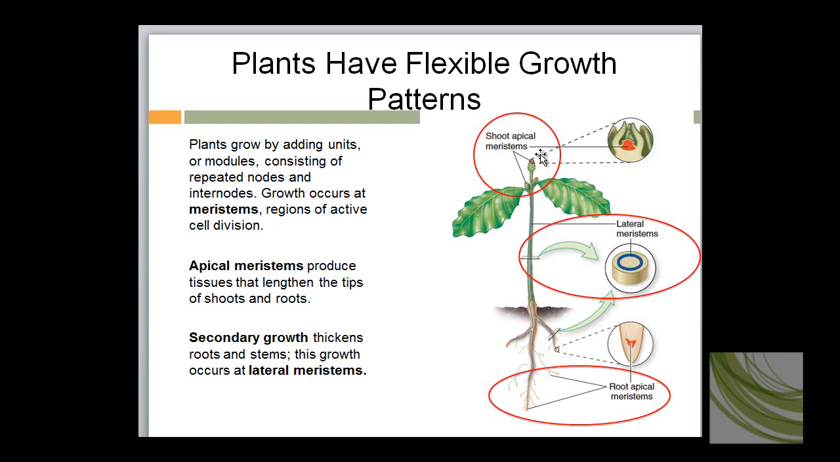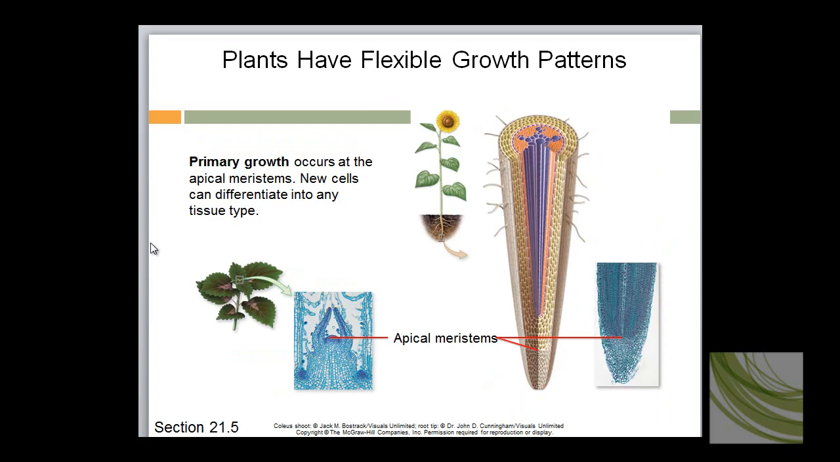Okay, the apical meristem is the highest meristem in the plant. It's the one making the plant taller. Then you have lateral meristems that are making it bushier. Okay, it thickens the roots and stems. This growth occurs at lateral meristems. Primary growth occurs at the apical meristems. New cells can differentiate into any type of tissue.